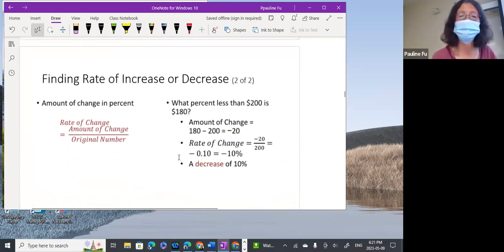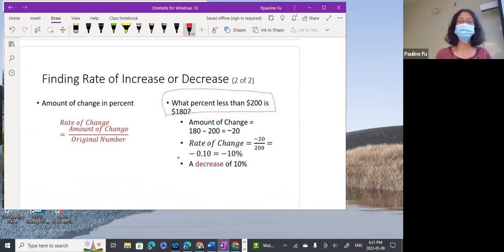Let's look at another question. What percent less than 200 is 180? It should be a negative.